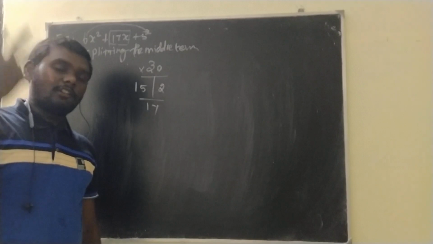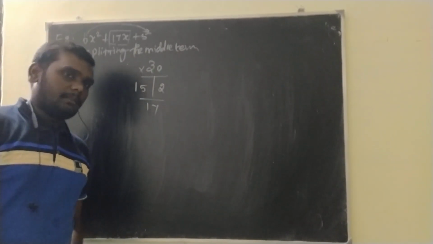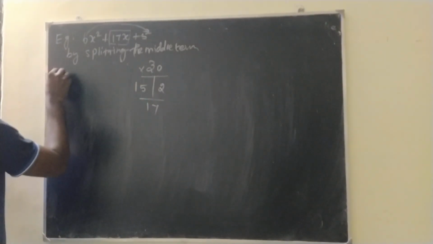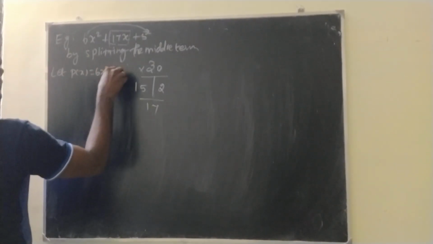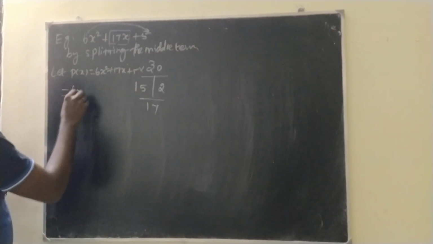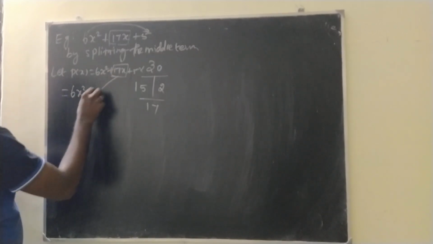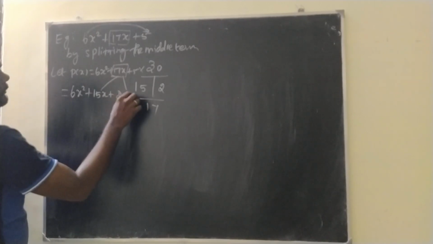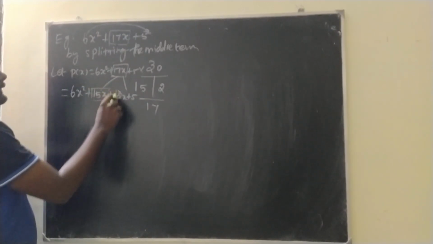Don't think of any shortcut method. We have to factorize this and write every step. So first we have to name the polynomial. Let p of x equals 6x square plus 17x plus 5. After splitting the middle term, 17x can be split as 15x plus 2x, so we get 6x square plus 15x plus 2x plus 5.